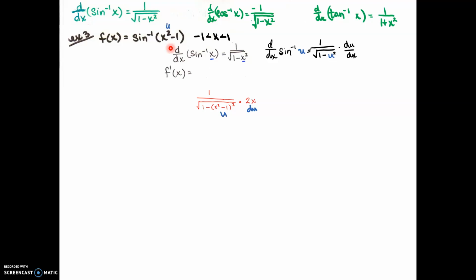Now we just need to clean that up a little bit. So 1 times 2x is going to be 2x in our numerator. In our denominator, if we do x squared minus 1 squared, that's literally x squared minus 1 times x squared minus 1. That's going to be x to the 4th minus 2x squared plus 1. But then that negative out in front is going to change every one of those signs. So we're going to get negative x to the 4th plus 2x squared minus 1.